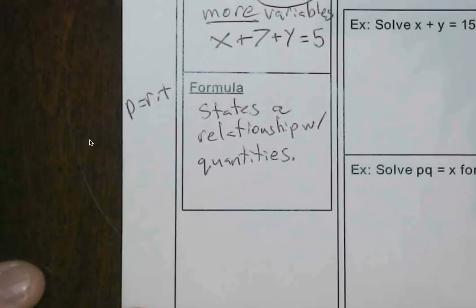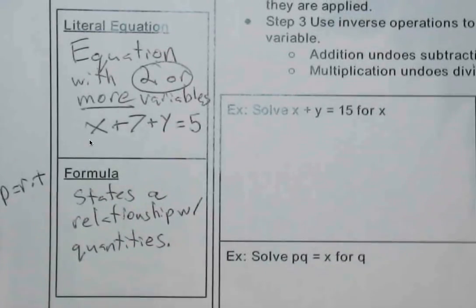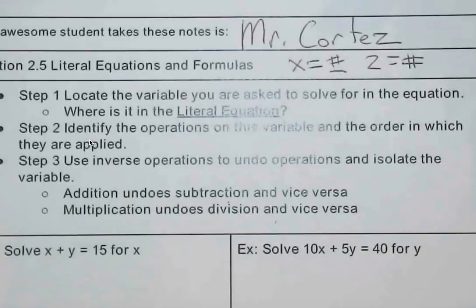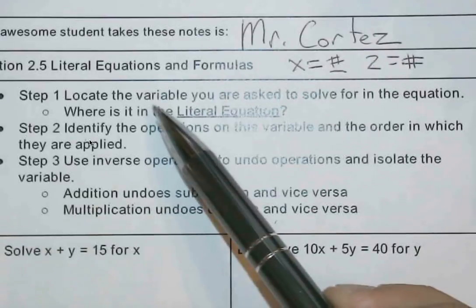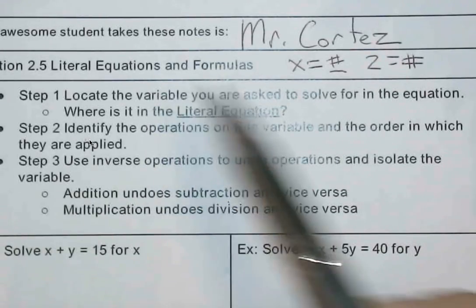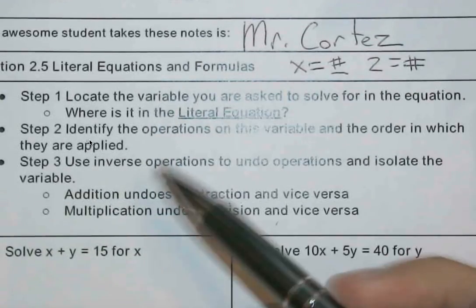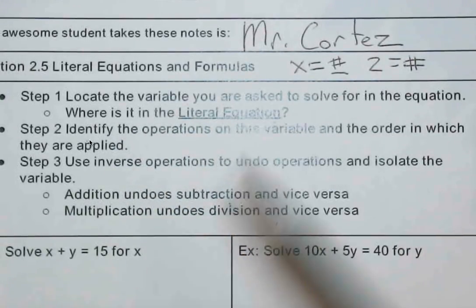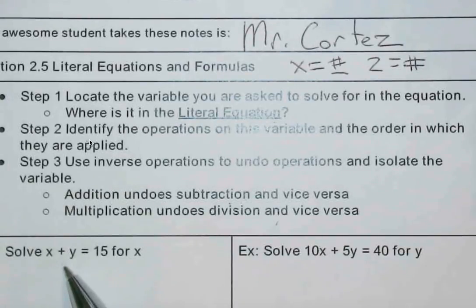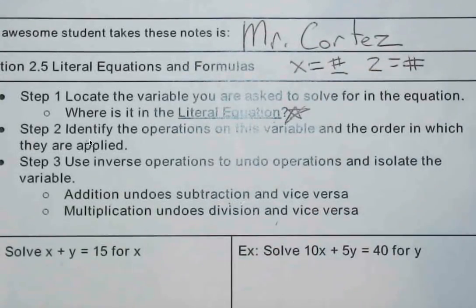In this section, we'll be using formulas, we'll be trying to isolate one variable, and we'll be using the steps seen here, where of course we're trying to answer, what do we want to solve for? What variable do we want? Do we want x? Do we want z? Do we want y? Where is the variable in the literal equation? Is it going to be on the left side? Is it on the other side? Is it 15? Where is the variable? That's what you should be asking yourself here.